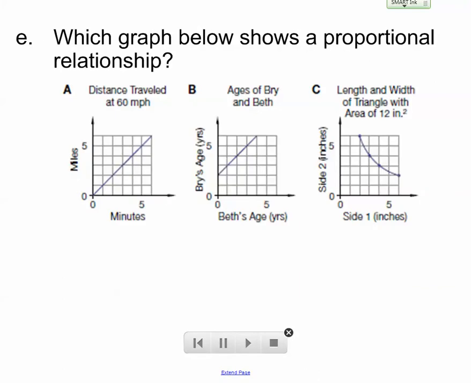Which graph below shows a proportional relationship? I think you could look at this pretty easily and see that A is a proportional relationship. It's a straight line that goes through the origin. Yes, B is a straight line, but it doesn't go through the origin. C is not even a straight line. Forget about it. And this is that idea of time versus distance traveled.